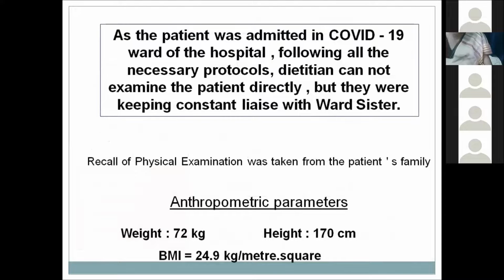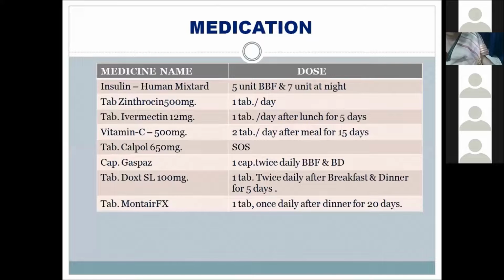As the patient was admitted in the COVID-19 ward of the hospital, following all the necessary protocols, the dietitian cannot examine the patient directly, but they were keeping constant liaison with the ward sister and communicating with the patient party also. Recall of physical examination was taken from the patient party. Anthropometric parameters: weight 72 kg, height 170 centimeter, body mass index 24.9 kg per meter square. Medication: the patient was on insulin, human mixture, 5 units before breakfast, 7 units at night.